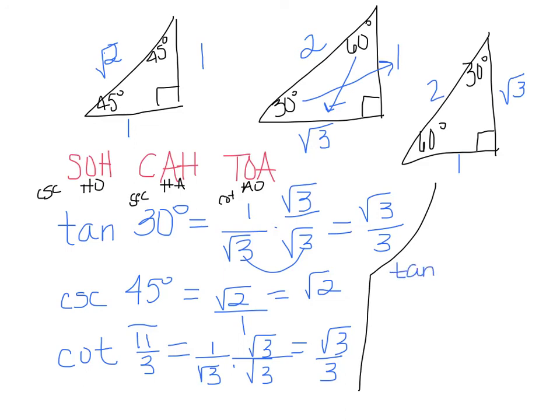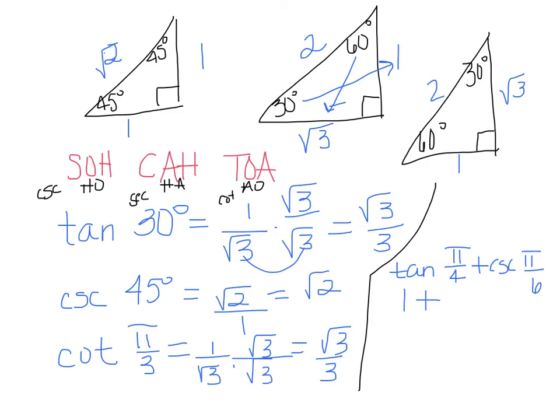Tangent pi over 4 plus cosecant pi over 6. So from our unit circle, we know pi over 4 is 45 degrees. So if you look at tangent, opposite over adjacent, I like that one because it's just 1 over 1, which is 1. And then pi over 6 we know is 30 degrees.